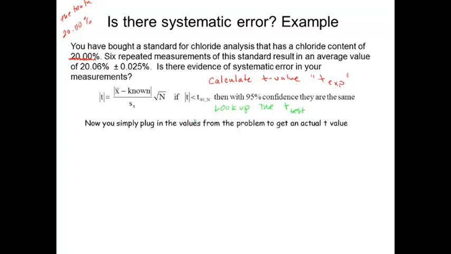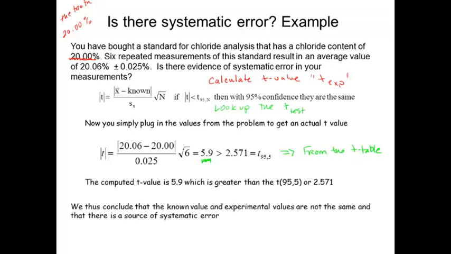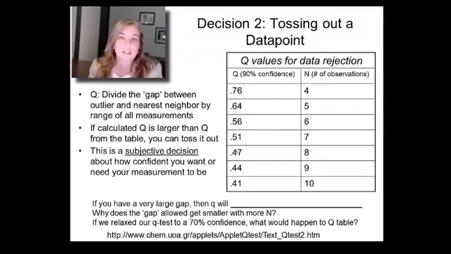So let's do this. Now it's just a plug and check problem. Let's calculate t experimental: 20.06 minus 20, notice the absolute value, divided by the standard deviation times root 6. And look at this, we get 5.9, which is greater than the t we got from the t table. And so as a result, we know that there is, yes, systematic error.